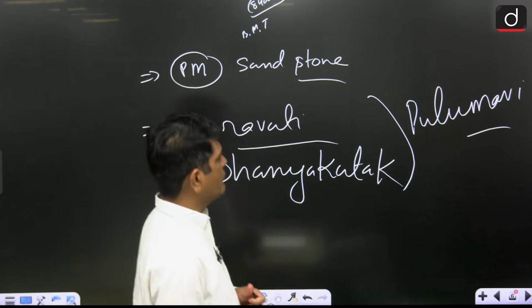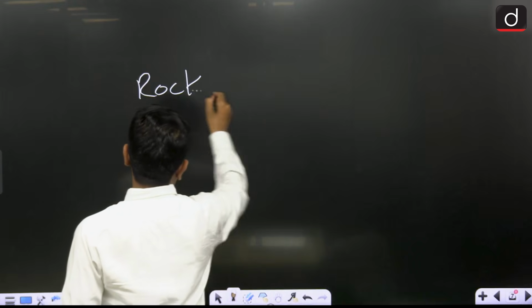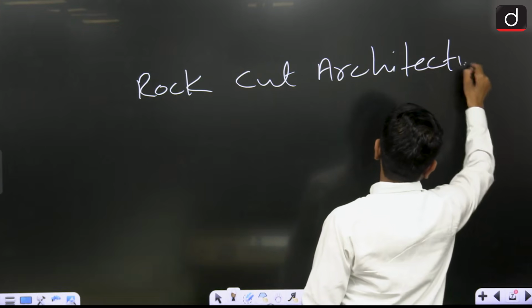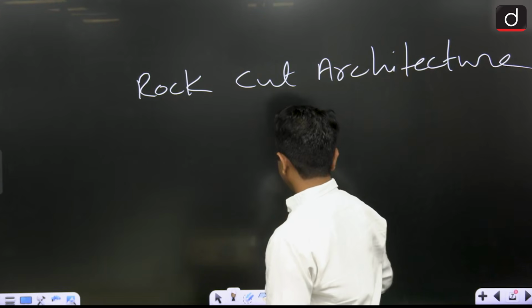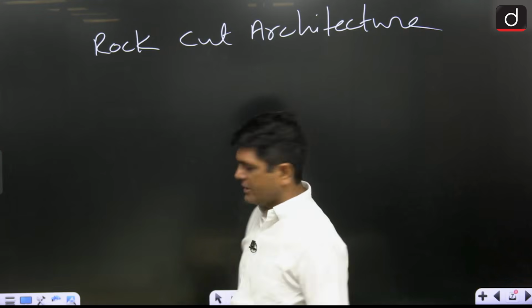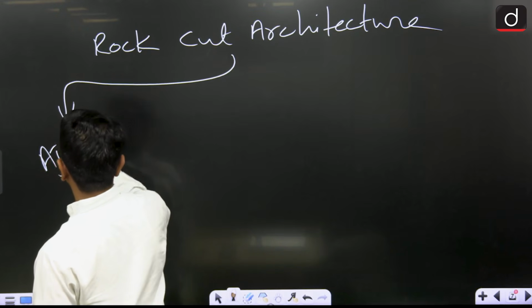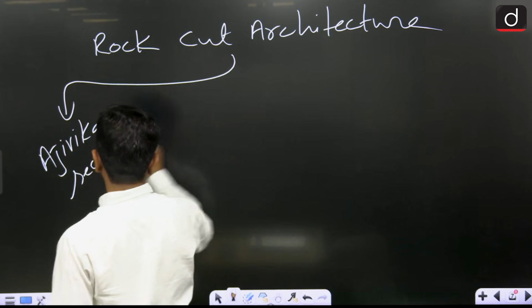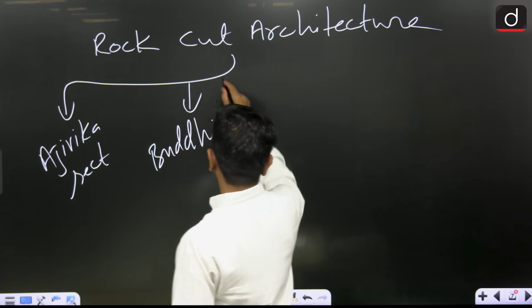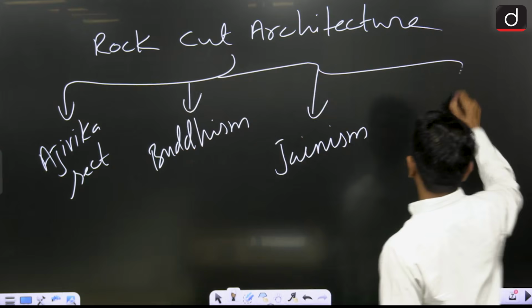Now from here we are moving towards our new topic, and that topic is called rock cut architecture. Rock cut architecture. So in ancient and early medieval India, we have rock cut architecture related to the Ajivika sect, then Buddhism, then Jainism, and Hinduism.